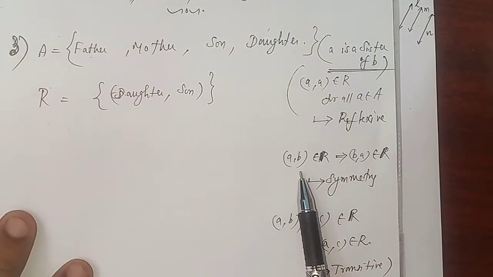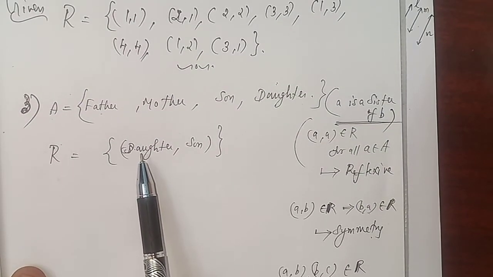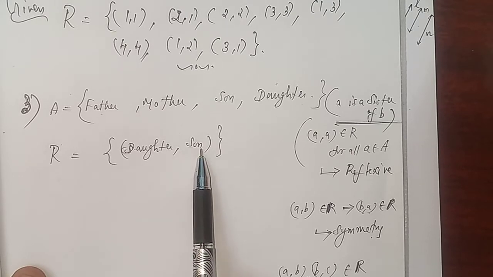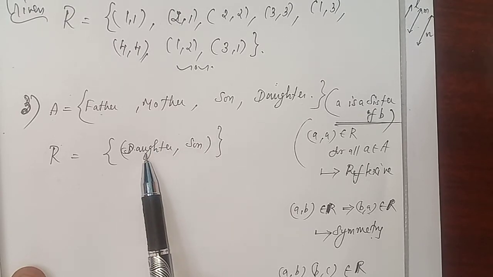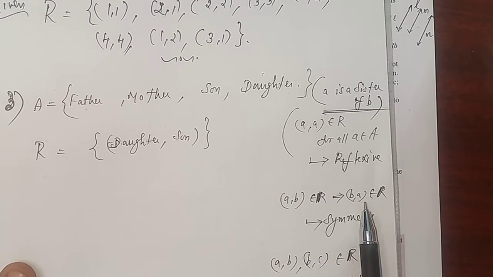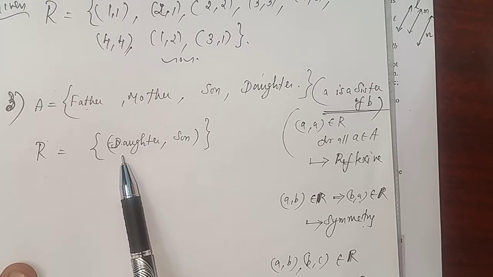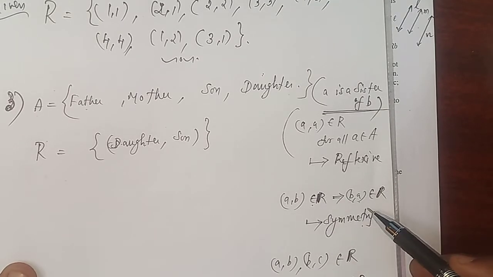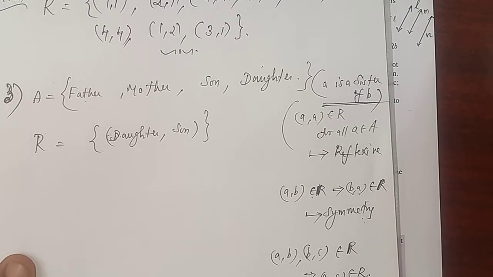Next one. If A is related to B, then B is related to A, only then we can say symmetric. Look at this one. Daughter is a sister of son, but son is not a sister of daughter. From here to here, absolutely wrong. Daughter is a sister of son, but for (b, a), son is not a sister of daughter. Here one belongs, this one doesn't belong. Therefore not symmetric.